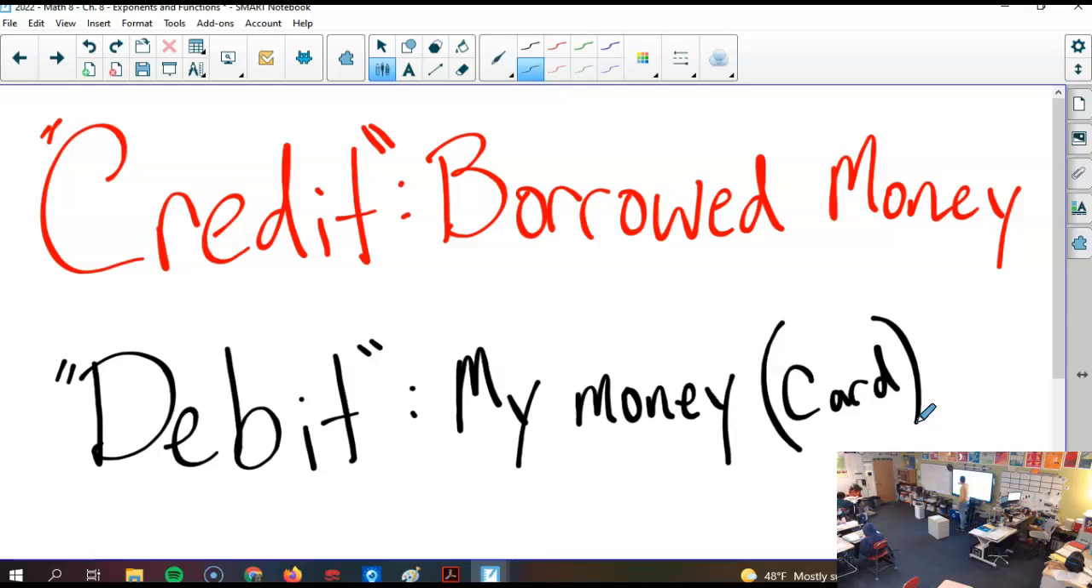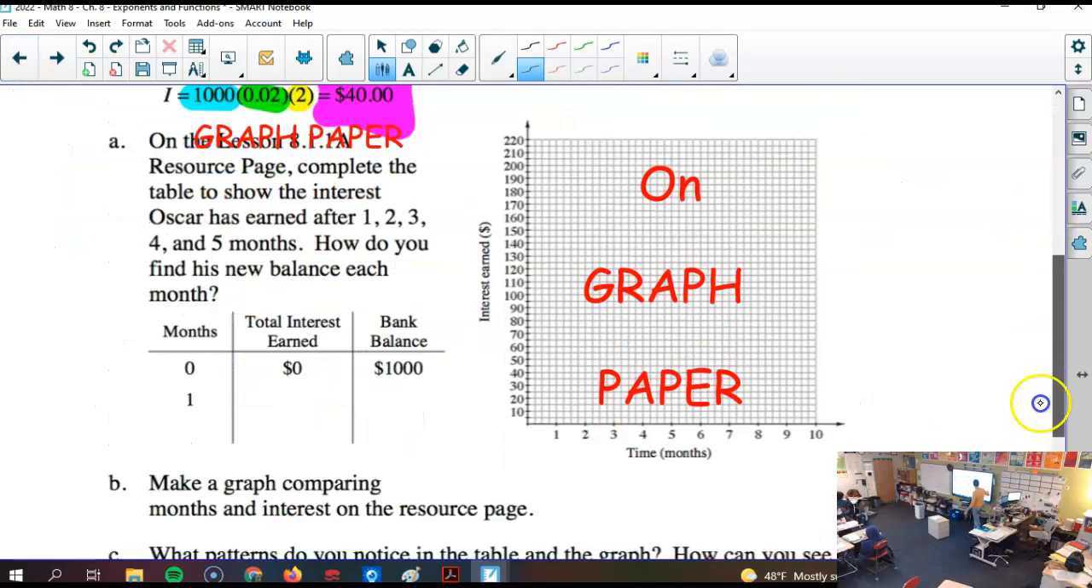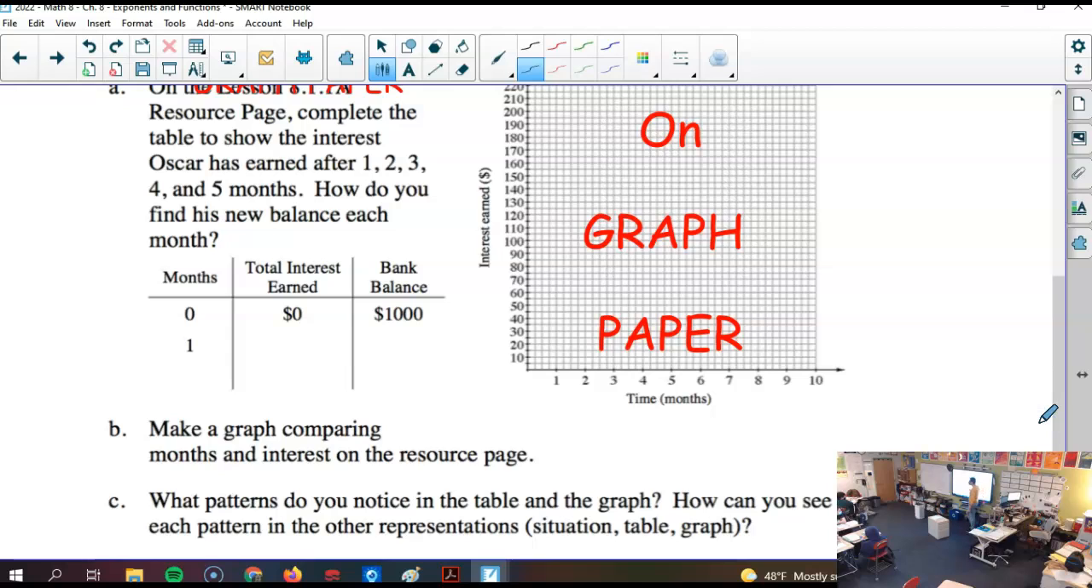The first situation we're going to talk about is you put money in the bank. Also, Oscar put money in the bank. So, at time 0, that is when we start the graph. Go ahead and draw an XY axis on your paper real quick.